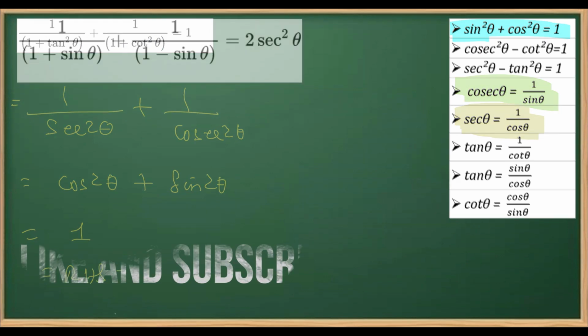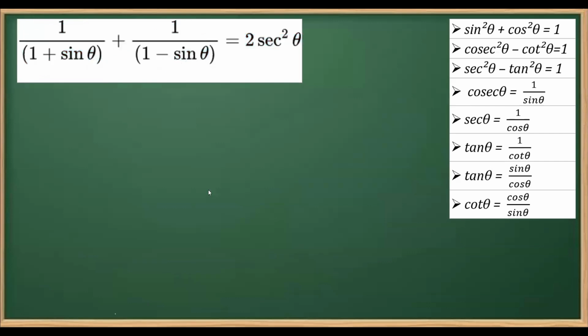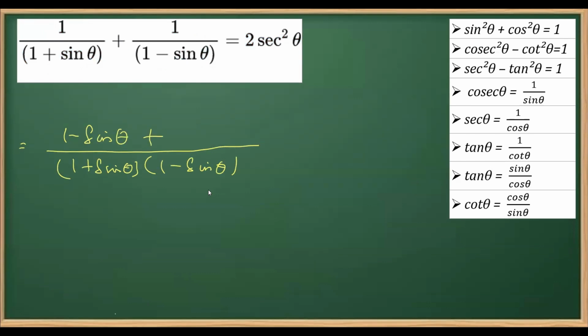Now next, the third question. In the third question, it says 1 over 1 plus sine plus 1 over 1 minus sine is 2 sec square theta. So let's begin with taking the LCM over here. What you can see in the LHS is that 1 plus sine theta multiplied by 1 minus sine theta is the LCM. Therefore we'll be multiplying 1 minus sine theta with 1, which is 1 minus sine theta, and 1 multiplied by 1 plus sine theta is 1 plus sine theta. Now we can see here that sine and minus sine get cancelled. So we are left with 1 plus 1, 2, in the numerator.